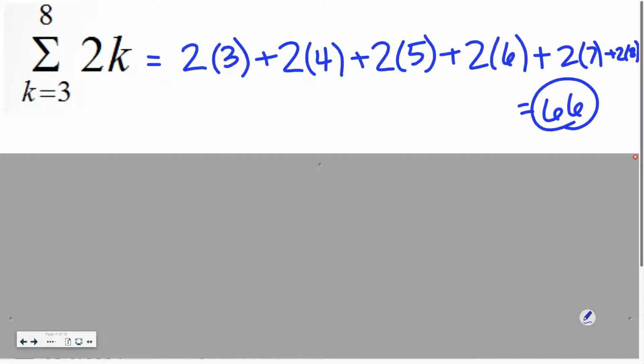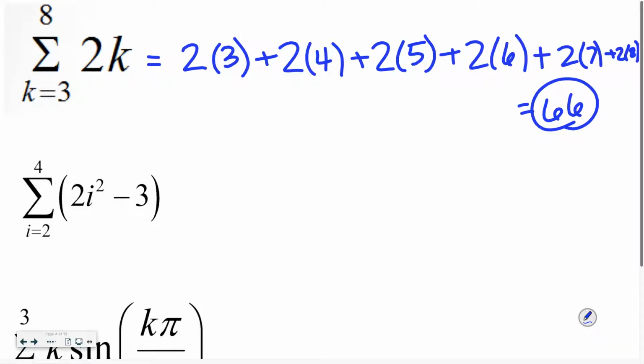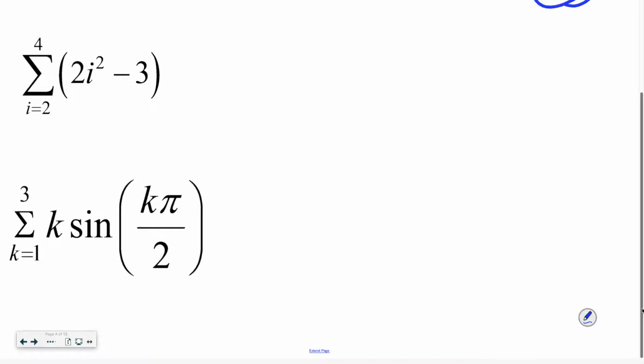Okay. Notice how this letter matches this letter, right? That's what we're plugging in for. So it doesn't always have to be k. It could be i. I want you to do these two together at your pod. I'll give you 2 minutes.